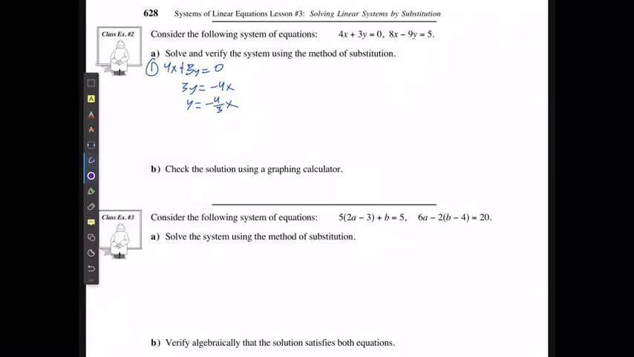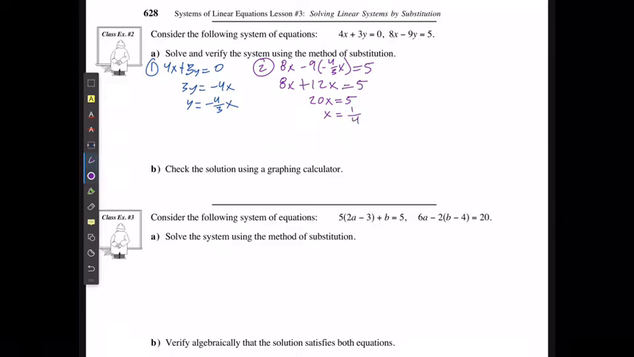And I'm going to say, well, for equation 2, I'm going to have 8x minus 9 times negative 4 over 3x is going to equal 5. Or 8x, negative 9 times negative 4 is going to be 36, divided by 3 is going to be plus 12x is equal to 5. So 20x equals 5, or x is going to equal 1 over 4.